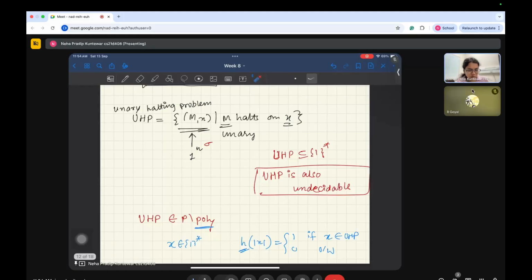I just want to make sure that I understood the question. So what you're saying is that you're imagining the advice as written on the tape. Advice is not written over the tape. Over the tape, an instance of the UHP is written, because it is an input to your machine. Okay, but the question is whether it belongs to the UHP. You're basically testing the membership.